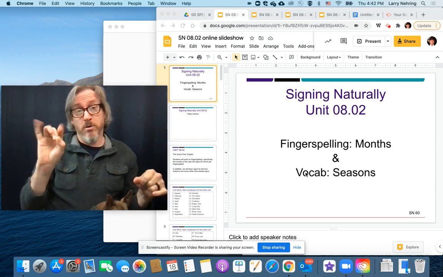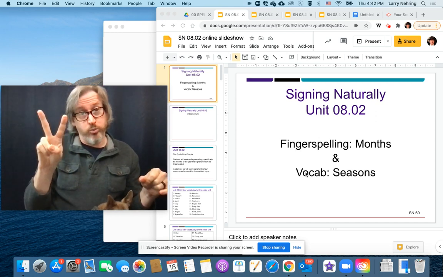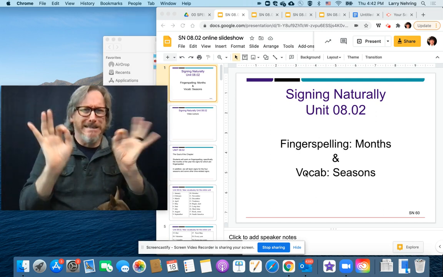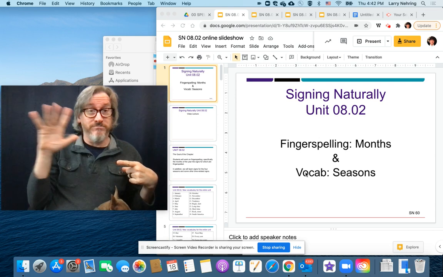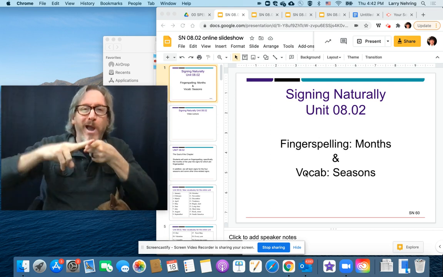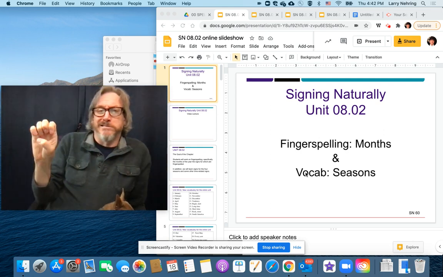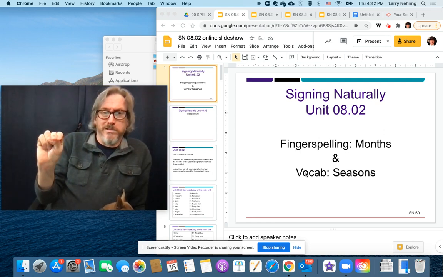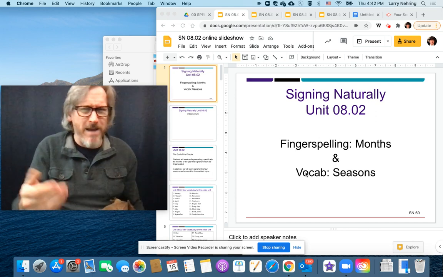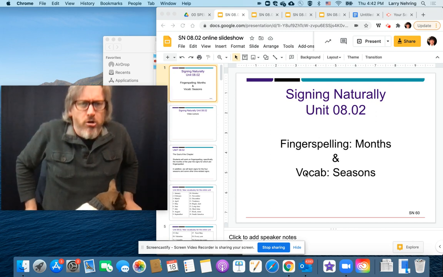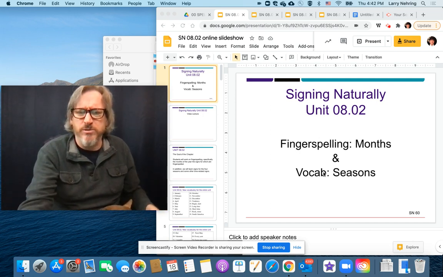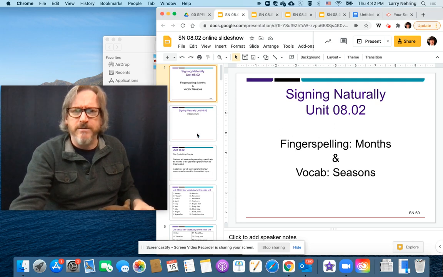So okay. So we're going to fingerspell the months, and then there's some vocab for the seasons of the year, and also some other time-related signs, which we'll look at in just a second.